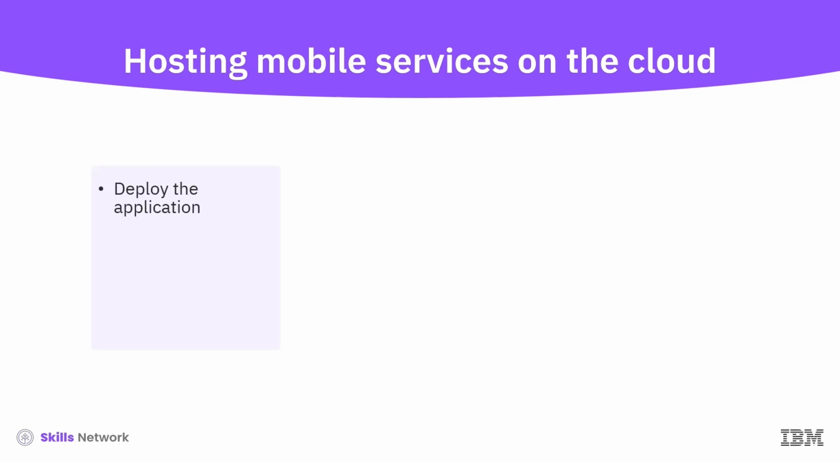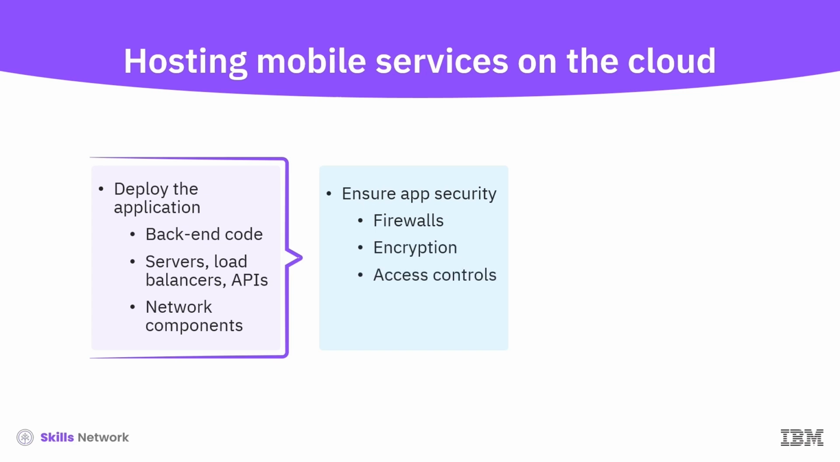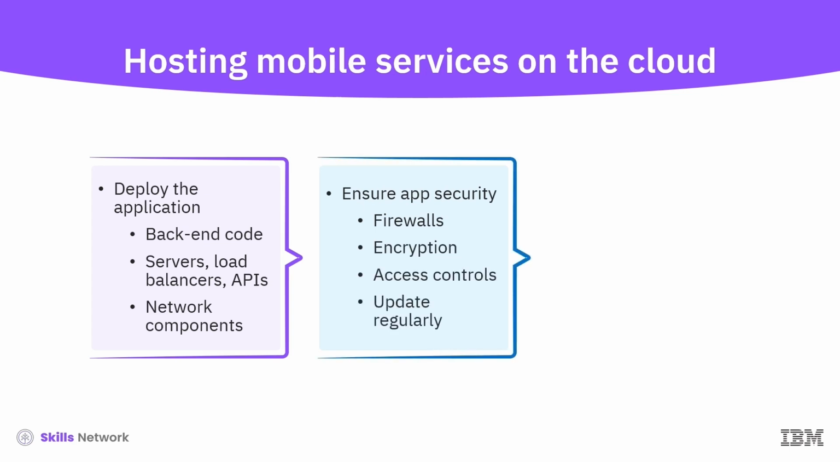Then, deploy the application by uploading the app's backend code to the cloud. Depending on the complexity of the app, you might need to set up servers, load balancers, and application programming interfaces, APIs. You might also need to configure networking components for efficient communication between the mobile app and the cloud resources. In addition, you will need to ensure that the app is secure by setting up firewalls, encryption, and access controls. Regularly update your systems to protect against vulnerabilities. These will be in addition to what the cloud provider provides.